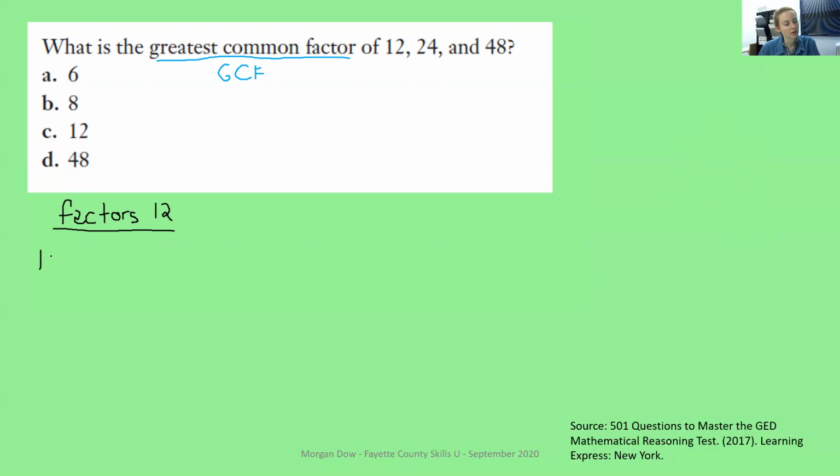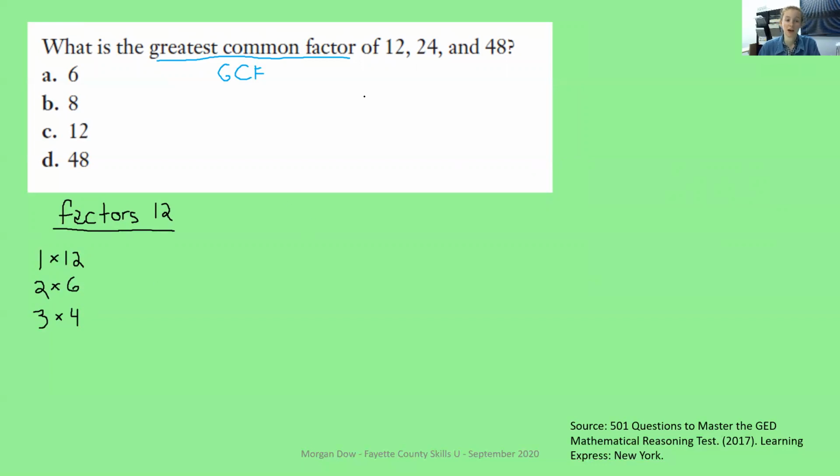So 1 times what is 12? 1 times 12. 2 times what is 12? 2 times 6. 3 times what is 12? 3 times 4. And then the next thing I would want to write down here is 4, but 4 is already on our list, so we know we can stop there. This is all of the factors of 12.